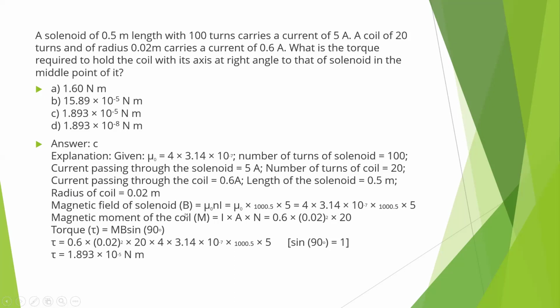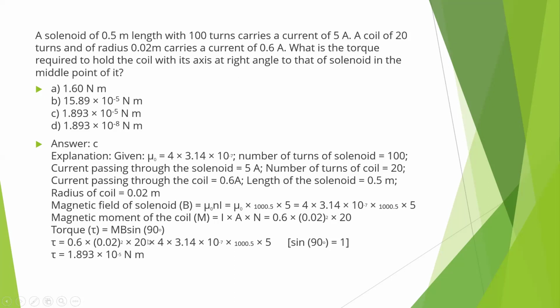So the magnetic field of a solenoid is μ0 N i, which is μ0 into all the variables you have got; you have to write them and solve it. Then the magnetic moment of the coil, M, is equal to current into area into number of turns. Okay, so 0.6 ampere is the current, A is the area given, and 20 is your number of turns.